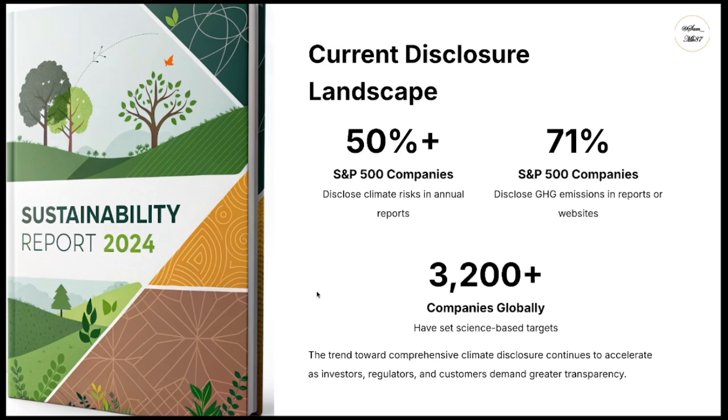So the disclosure landscape is evolving rapidly, as we have more pressure from investors, regulators, and consumers. Today, over 50% of S&P 500 companies disclose climate-related risk in their annual report. Even more, 71% of S&P 500 companies publicly report their GHG emissions, either in a sustainability report or directly on their website. Globally, more than 3,200 companies have now set science-based targets for emission reduction, and all these signal that climate disclosure is becoming a business norm for a lot of companies.